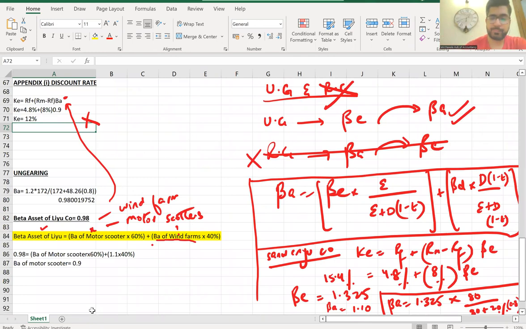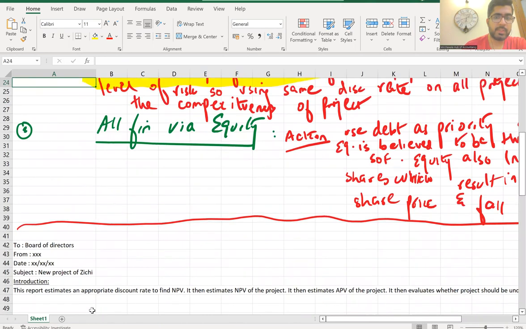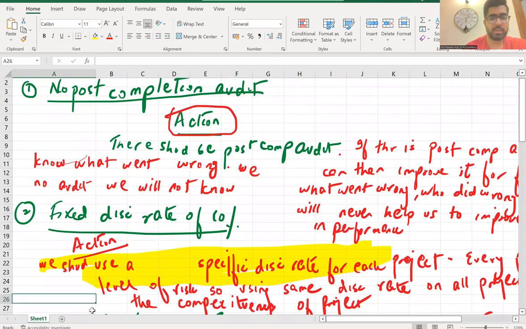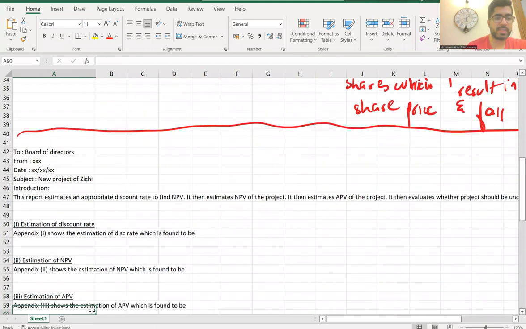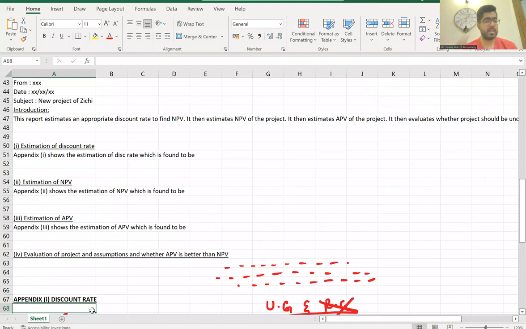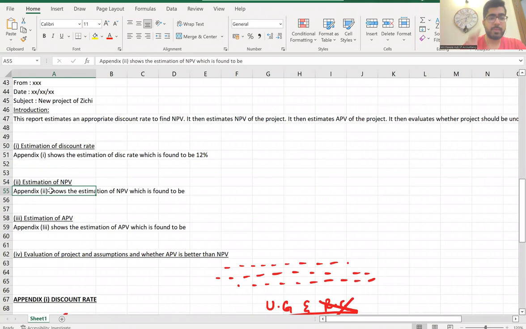Remember, this was all the stuff that we wrote as the answer here. In the exam you would most likely record this answer in Word software, because the writing is on Word. Then: to board of directors, from, date, subject, introduction, this report, first requirement, second requirement, third requirement. Every requirement has a heading, and if it's a calculation requirement, an appendix reference. So estimation of discount rate: appendix one shows the estimation of discount rate, which is found to be 12%. Estimation of NPV, second requirement.